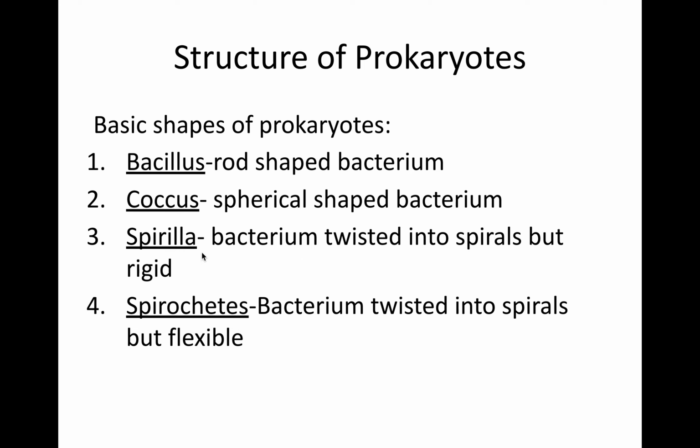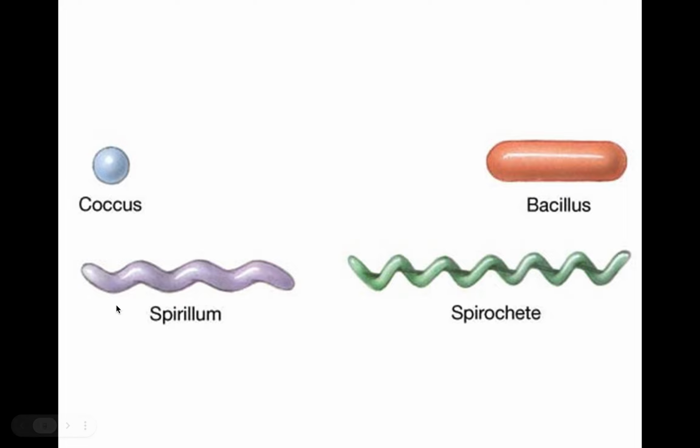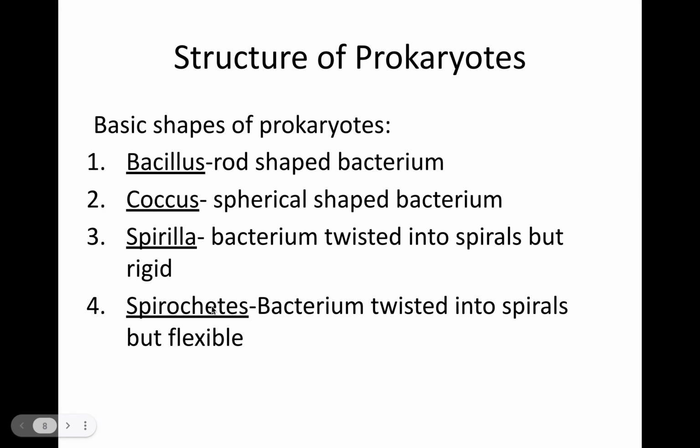Then you have Spirilla. Spirilla are twisted into spirals, but they're not rigid, okay? So Spirilla is right here in purple. And those are the only three that you're going to be tested on, okay? So rod-shaped, circular-shaped, and twisted spirals. Those three are the ones that you need to know. Prokaryotic cells can look different. They can have different shapes.